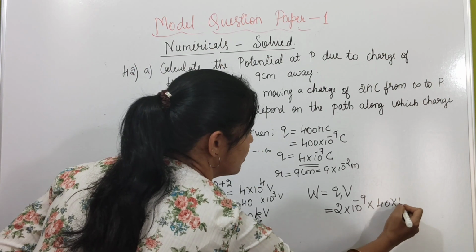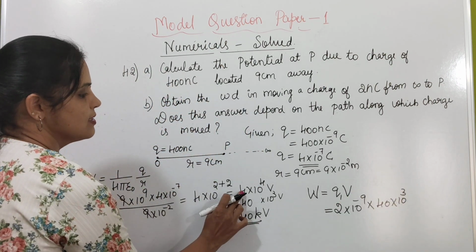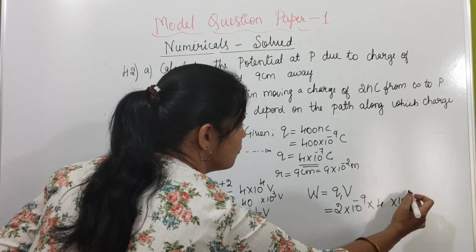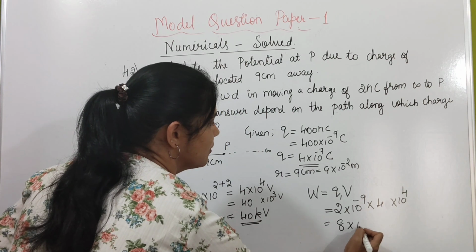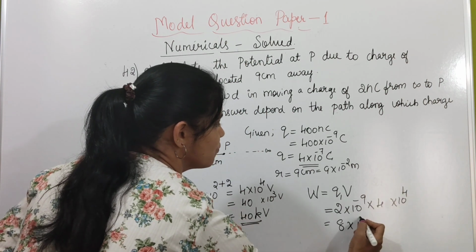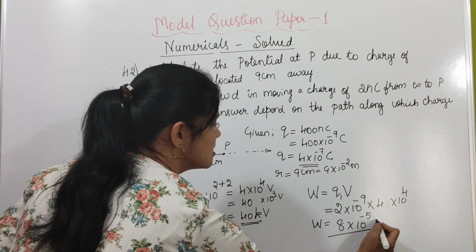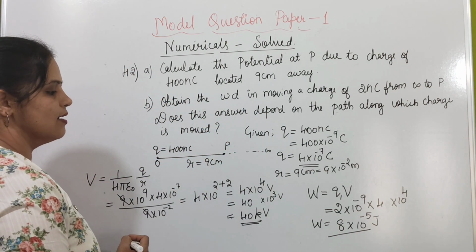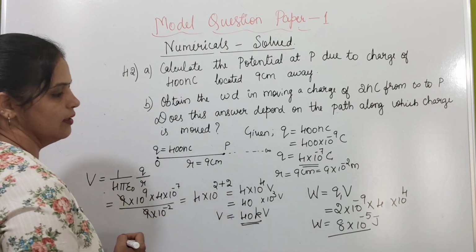40 kilovolt is 40 into 10 to the power 3, or you can also write this number as 4 into 10 to the power 4. So 4 twos are 8, into 10 to the power minus 9 plus 4, which is minus 5. And work done is expressed in joule. 8 into 10 to the power minus 5 joule is our answer. So this is the potential and this is the work done.